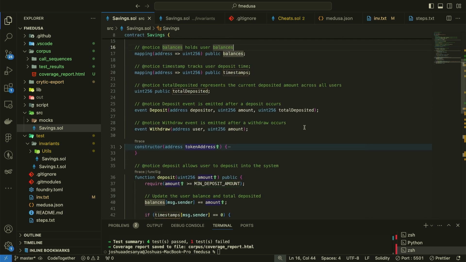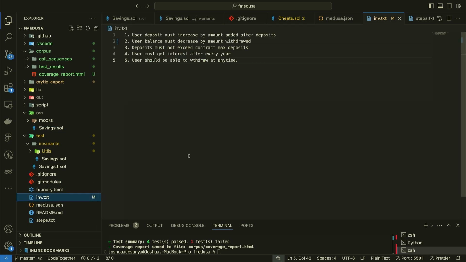So what are the invariants in this small contract? This is going to give light into what we have been talking about. The first invariant is user deposit must increase by amount added after deposit. Does that make sense? So when a user actually deposits a particular amount into the protocol, when we check the balance of the user inside the savings contract, it must actually increase by that amount. Does that make sense?